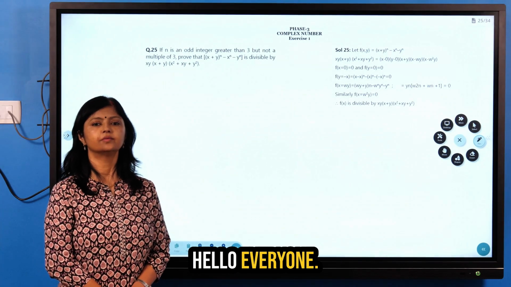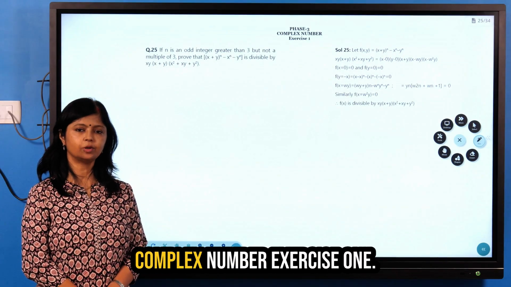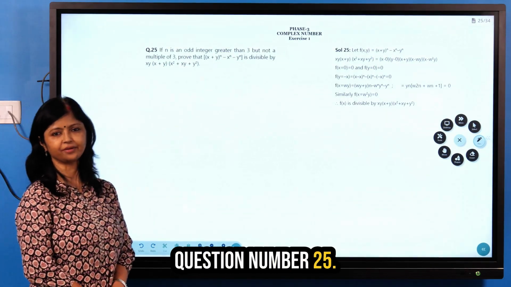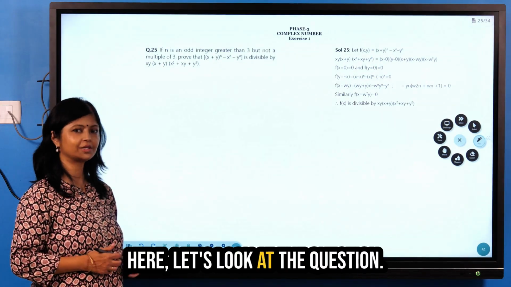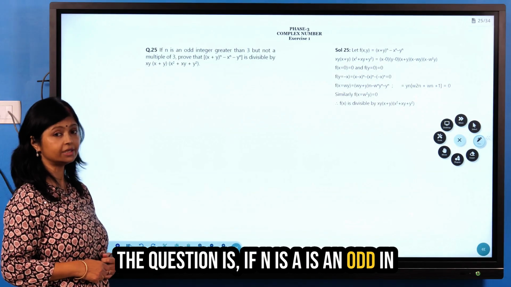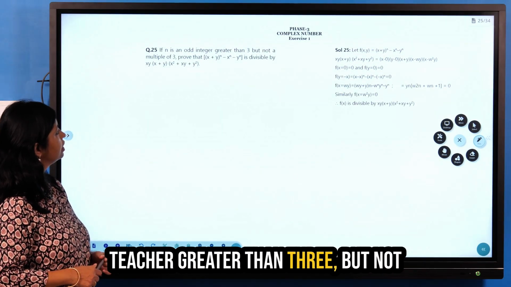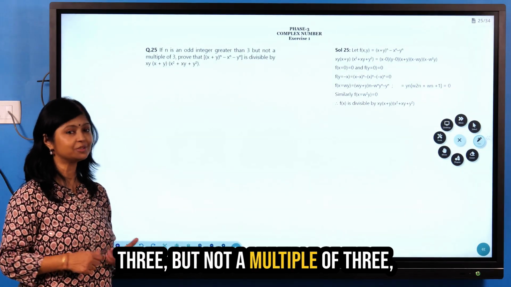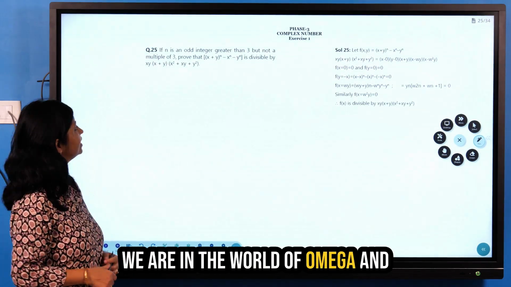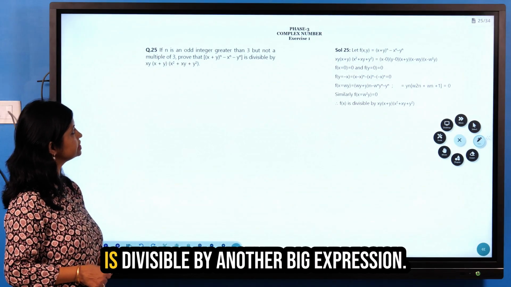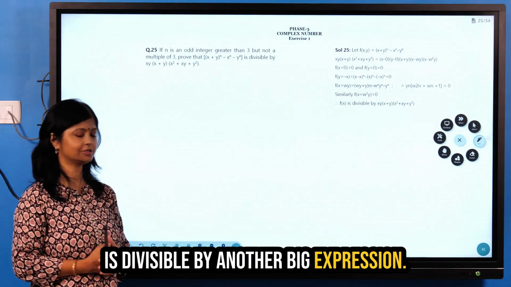Hello everyone. We are looking at phase C, chapter complex number, exercise 1, question number 25 here. Let's look at the question. The question is, if n is an odd integer greater than 3 but not a multiple of 3, we are in the world of omega, and prove that the following expression is divisible by another big expression.